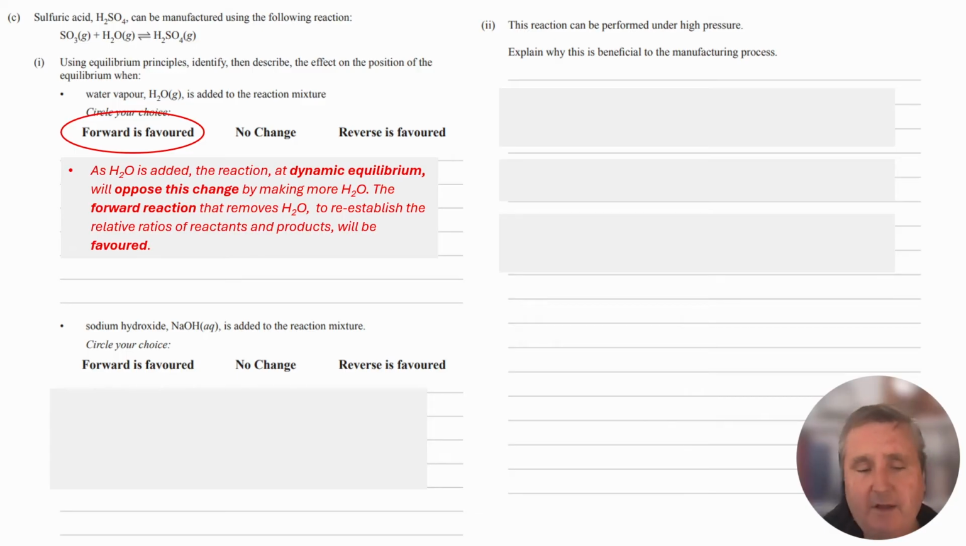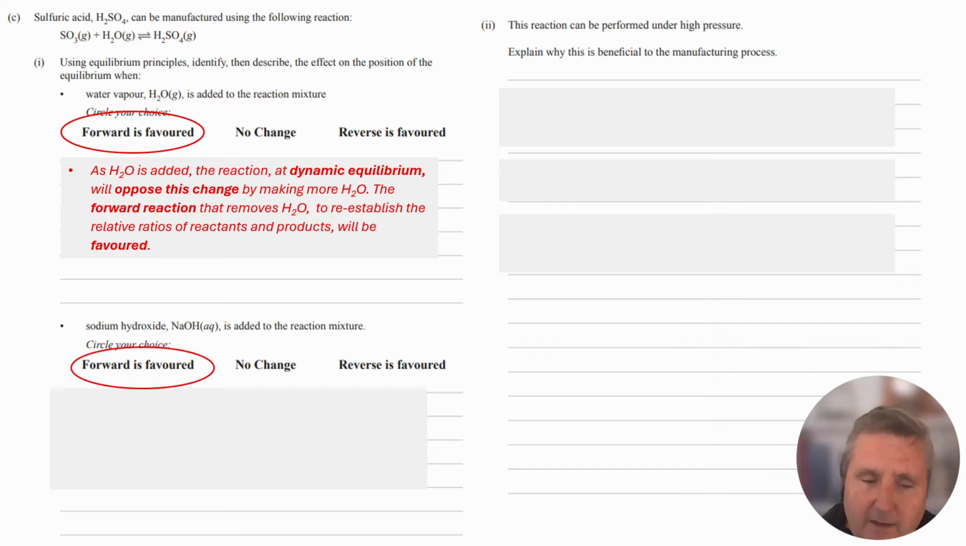Okay, so what about the second part? Well, the second part is we added sodium hydroxide. This one's a bit confusing for a start because there is no sodium hydroxide in the equation. It's confusing until you remember sodium hydroxide is a base and sulfuric acid is an acid. So what sodium hydroxide does is it reacts with the sulfuric acid and removes it from the equation. If you take away the sulfuric acid in the form it's in the equation, it can no longer carry out the reverse reaction. So the forward reaction will be favored.